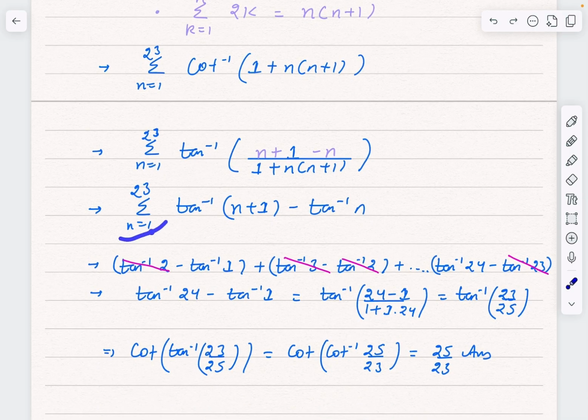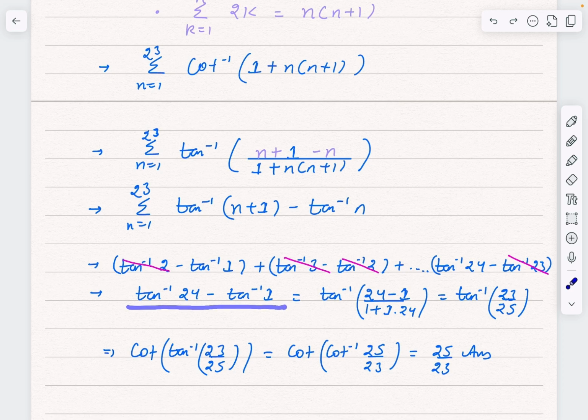Now again you put summation n from 1 to 23, get tan inverse 2 minus tan inverse 1 plus tan inverse 3 minus tan inverse 2. Last term will be tan inverse 24 minus tan inverse 23. So all the middle terms get cancelled out. Remaining will be first and last. Get tan inverse 24 minus tan inverse 1.